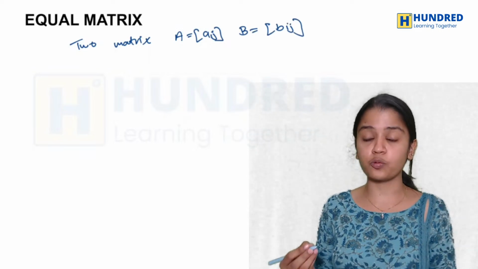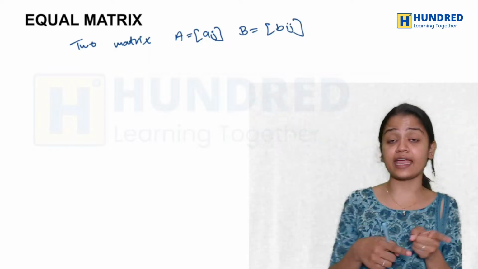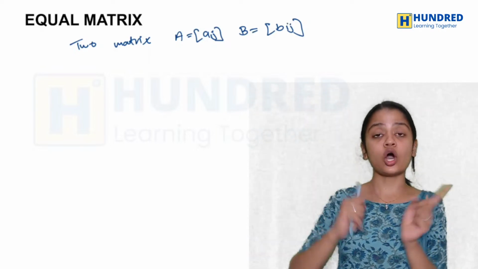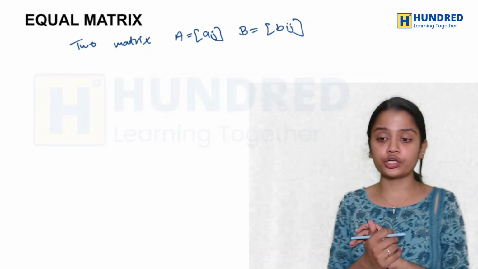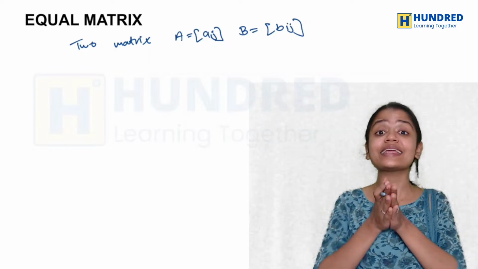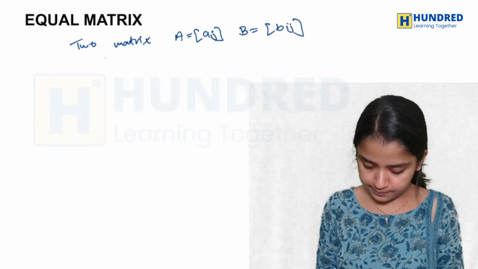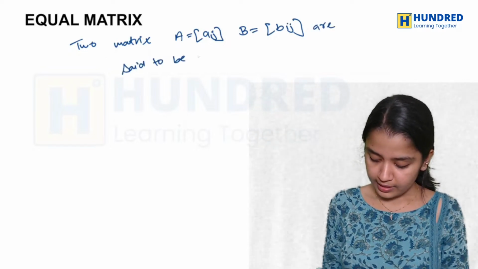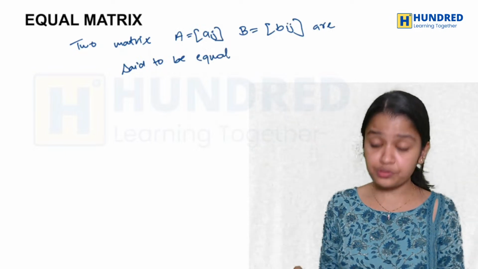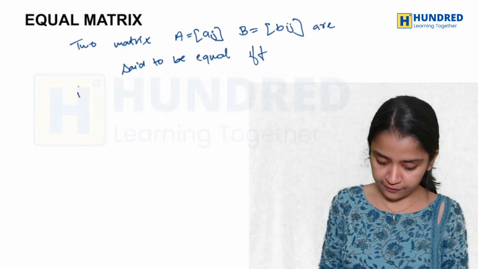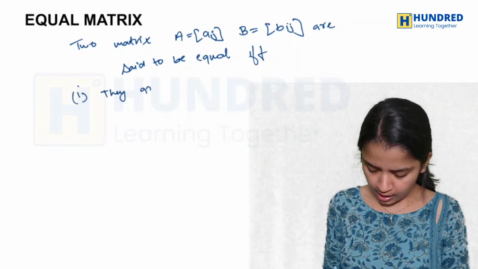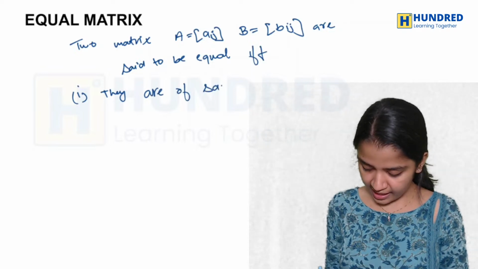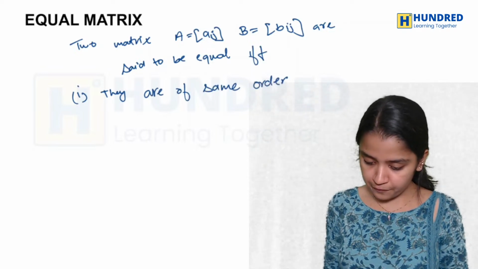When do you say both are equal? If the elements present inside A are equal to the elements present inside B, and the order is also equal, only then can you say they are equal matrices. So they are said to be equal if and only if they are of the same order.